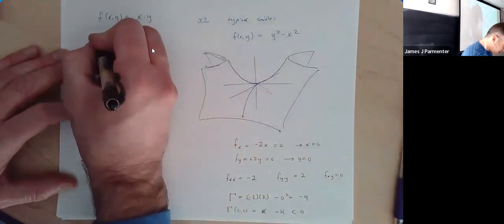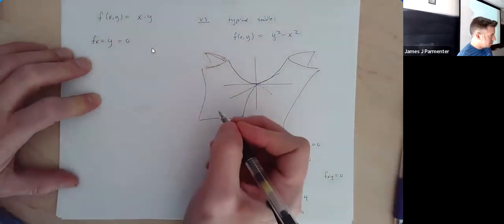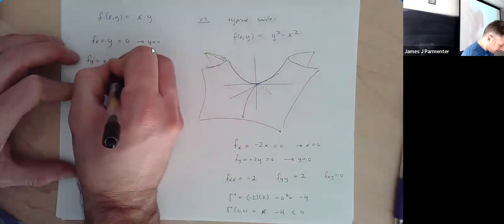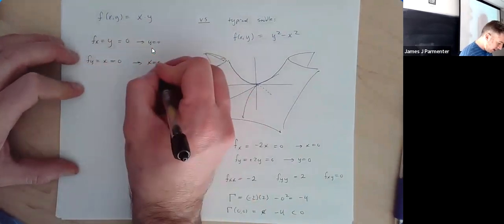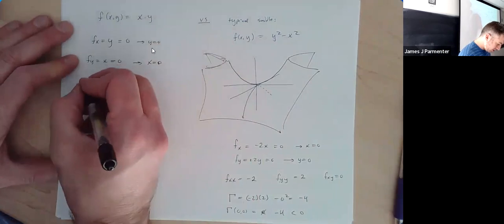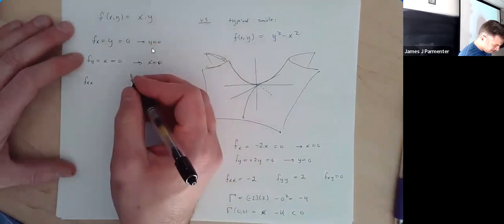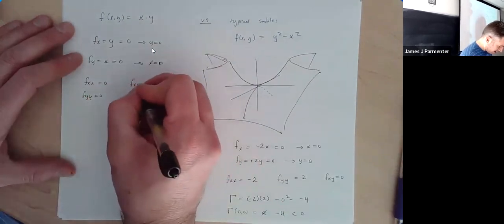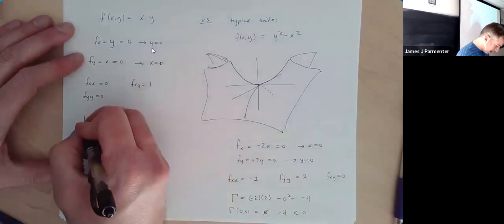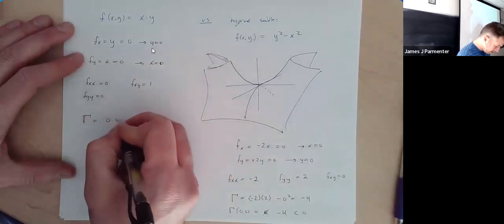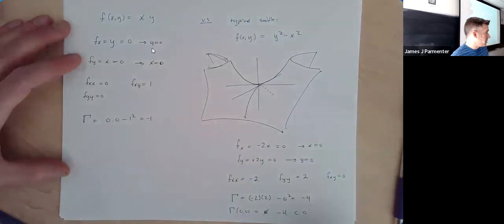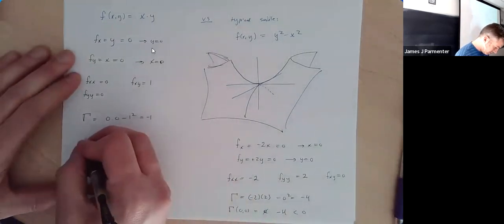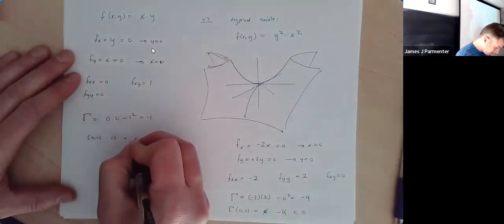If you find fx, it's going to be y, set that equal to 0, you get y equals 0. Find fy, you get x, set that equal to 0, you get x equal to 0, and that's kind of silly. And then if you take the second partials, fxx is 0. Fyy is also 0. Fxy is 1. So here our gamma is 0 times 0 minus 1 squared, which is just -1. So it's still a saddle point, but it's just a little weirder.